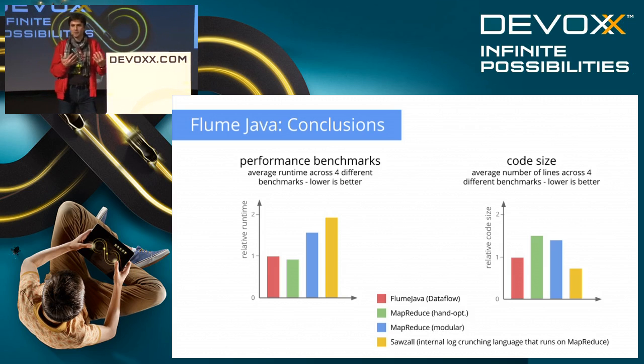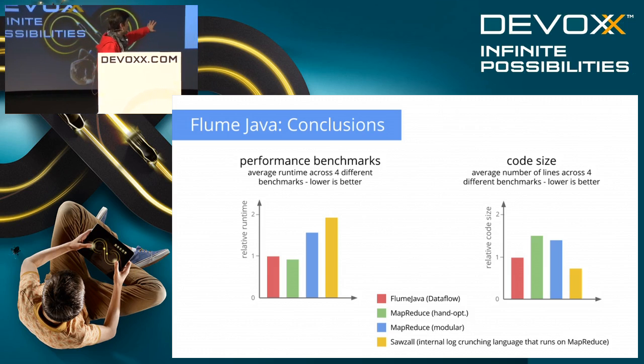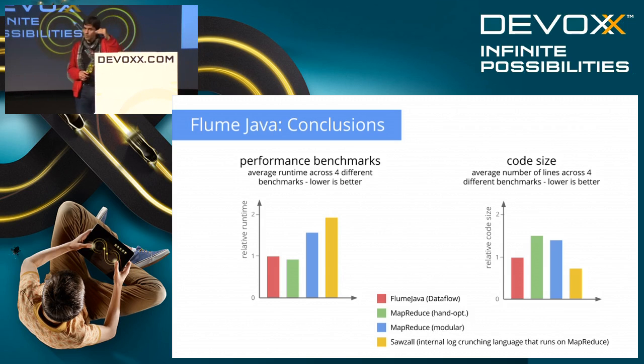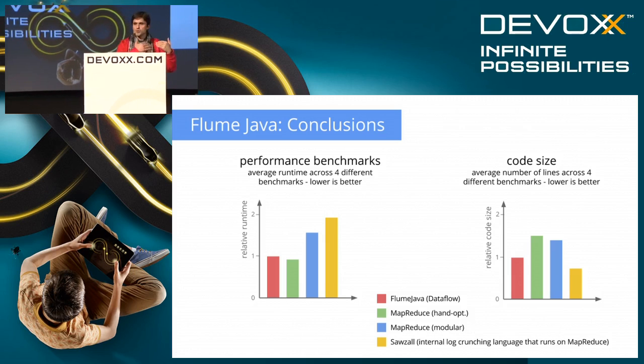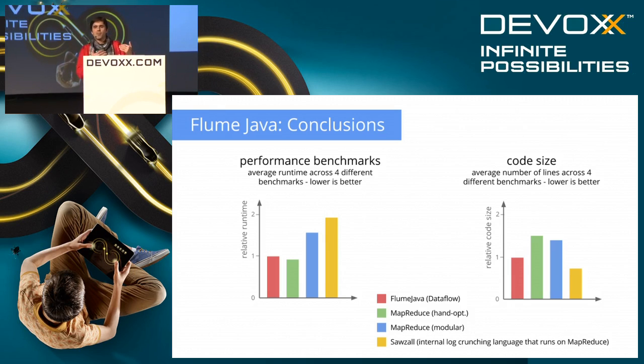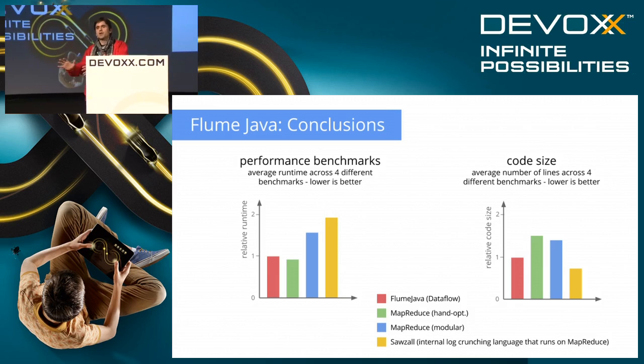So you're stuck there. With Flume Java, with Dataflow, we are at the right level of abstraction. It's high level enough to let you do the work you want to do, but it also has these primitives that let the optimizer do the work the optimizer has to do.